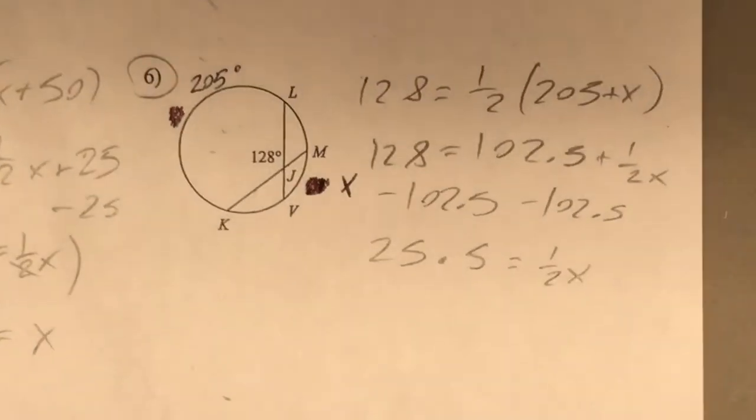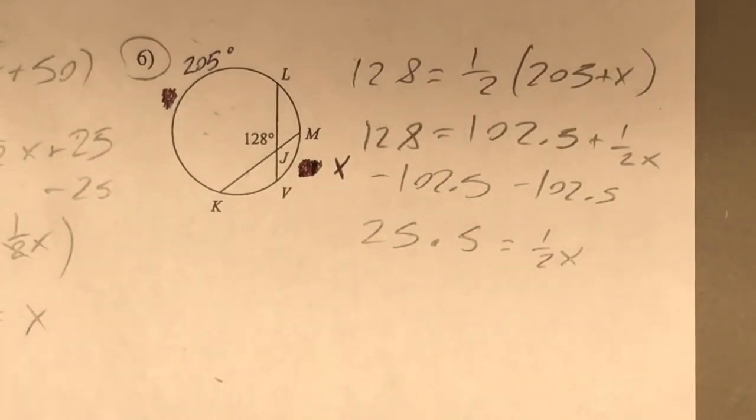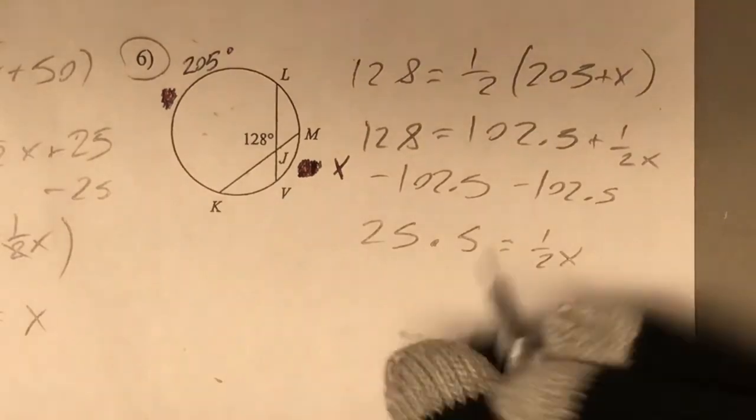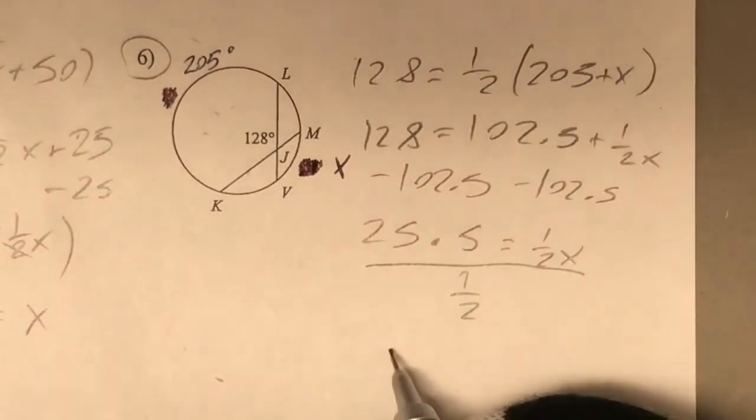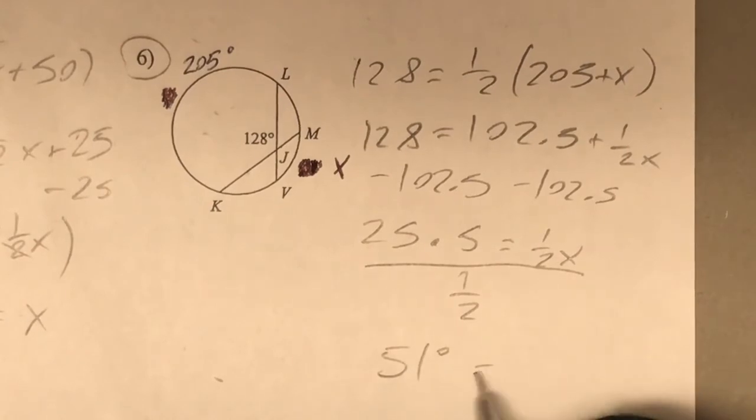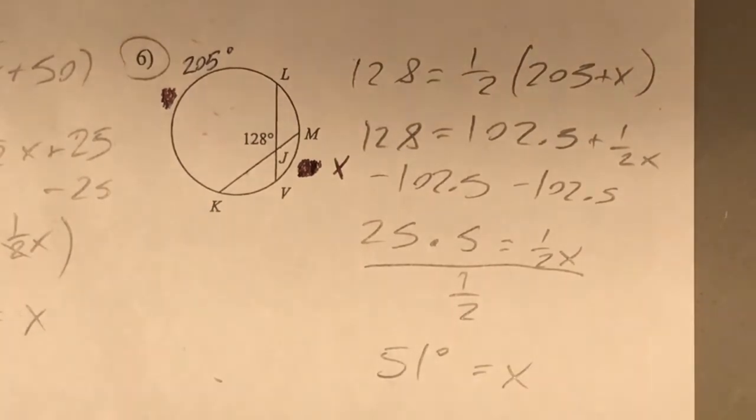And once you get to this point, instead of multiplying by 2, the other way that you can solve this equation is to divide by 1/2 on each side. And you'll get 51 degrees is equal to x, the small arc.